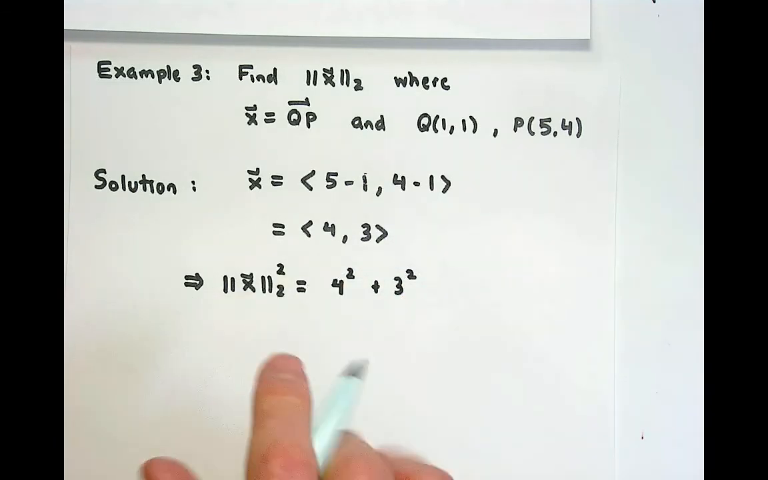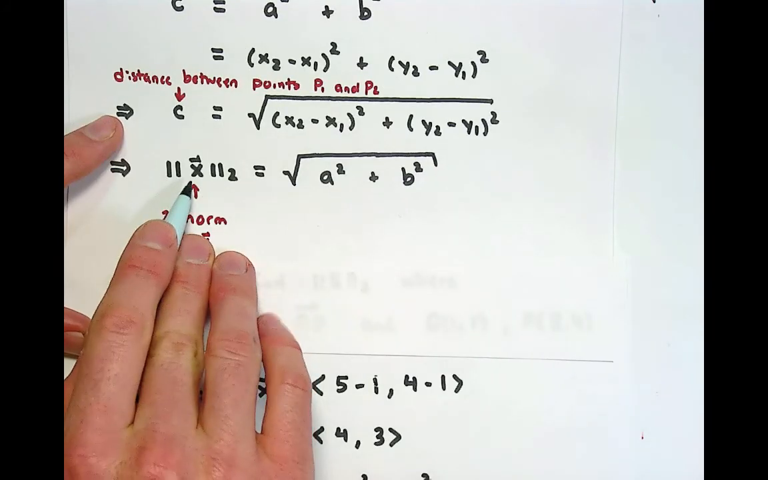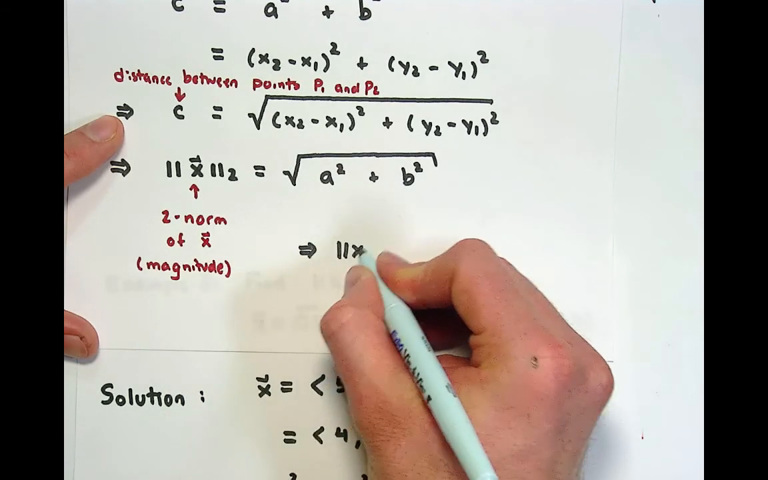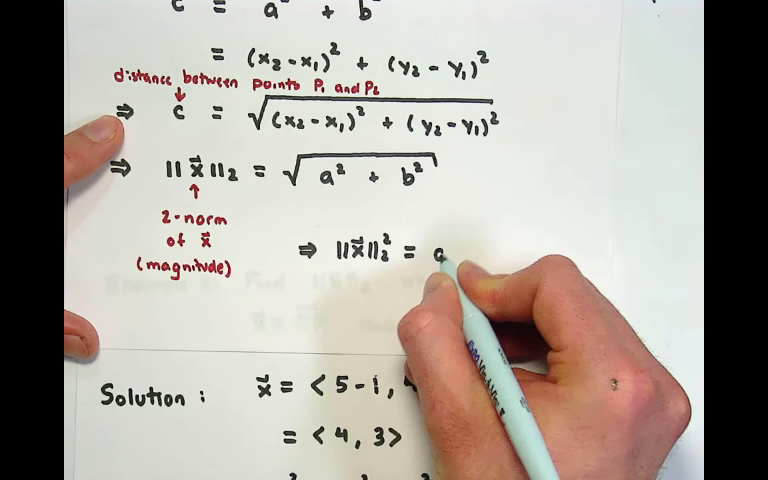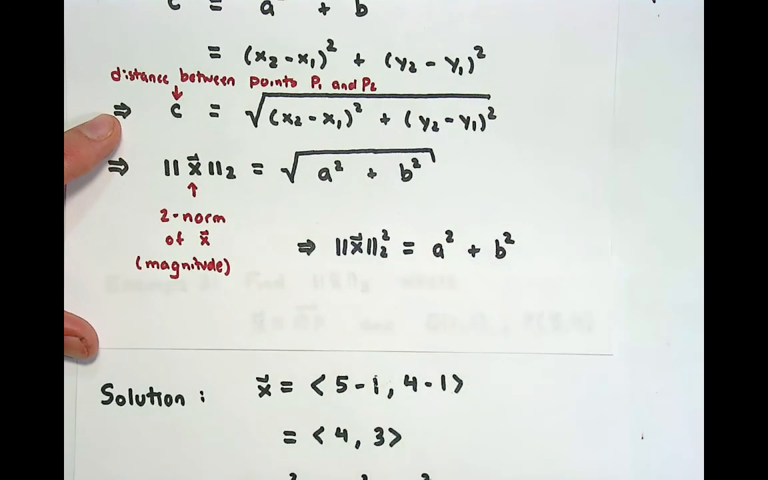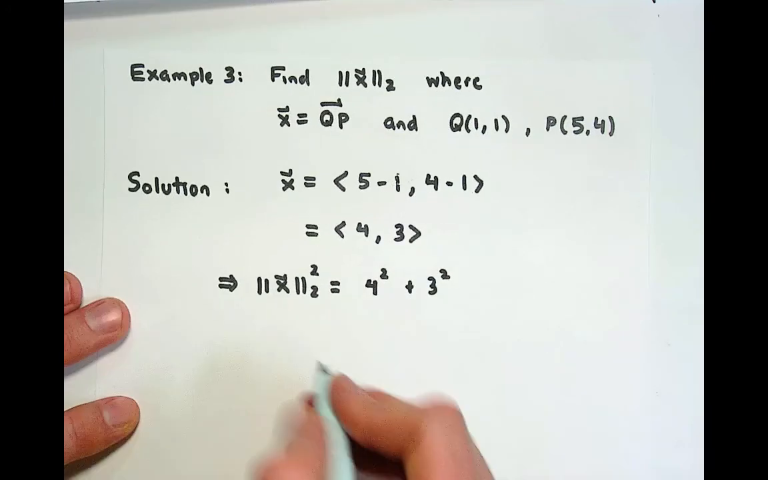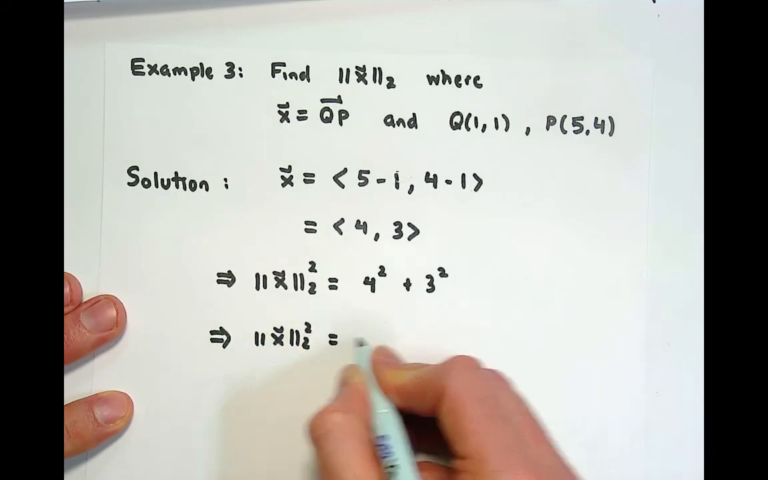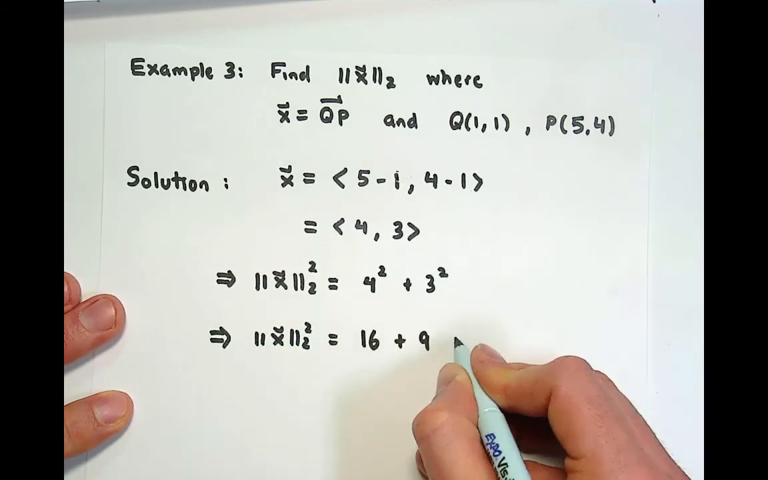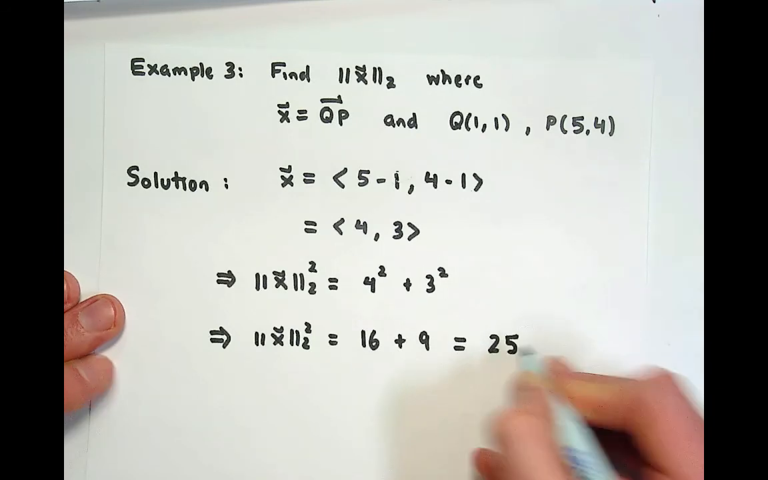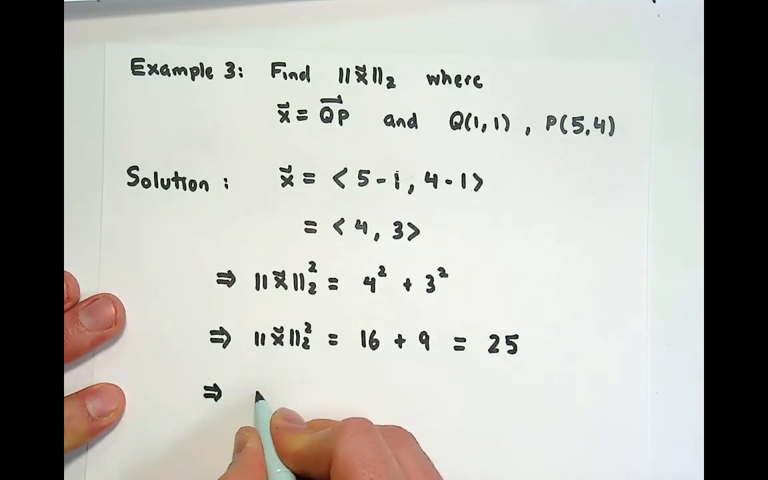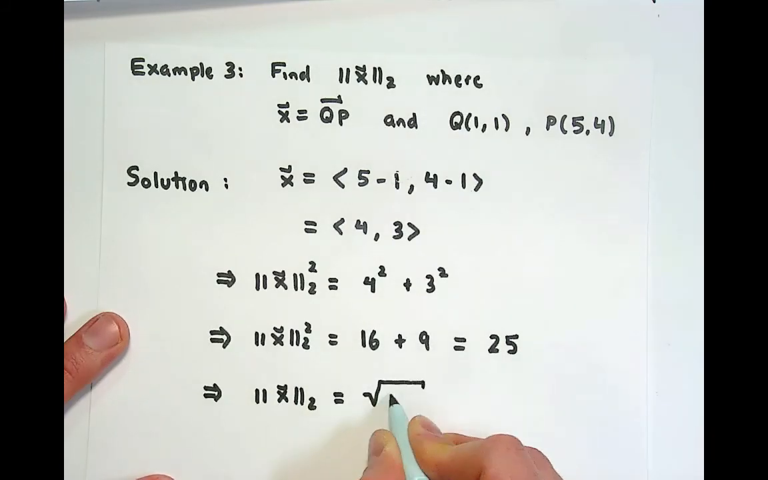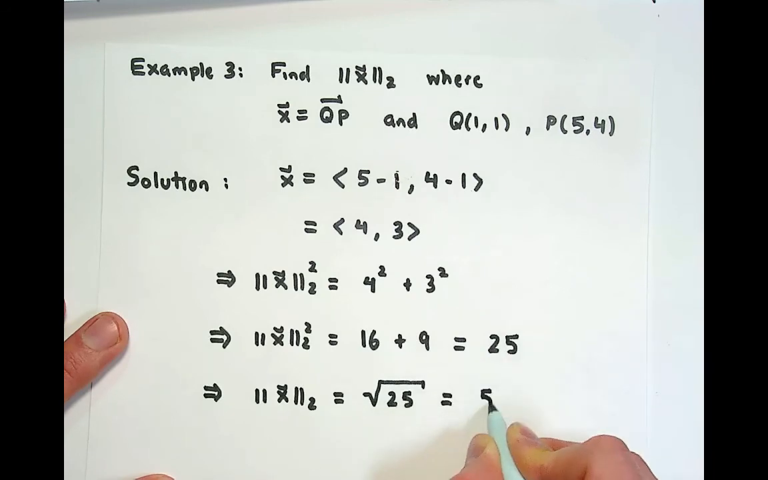Remember, from the last part, the 2 norm is the square root, which means that if I take the 2 norm squared, I just get the sum of the squares, right? And that's exactly what I'm doing here. Well, this means that the square of the 2 norm is going to be 16 plus 9, which we hope is 25. And then if I want to take just the 2 norm, or the magnitude, I can take the square root of this sum, which is 5.